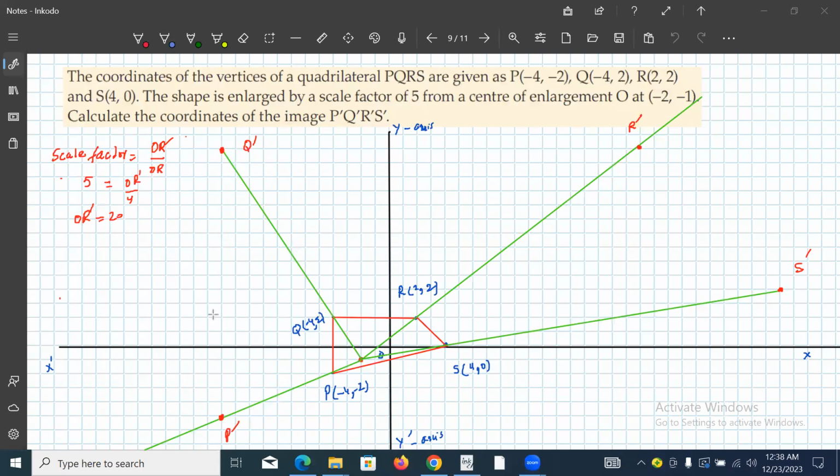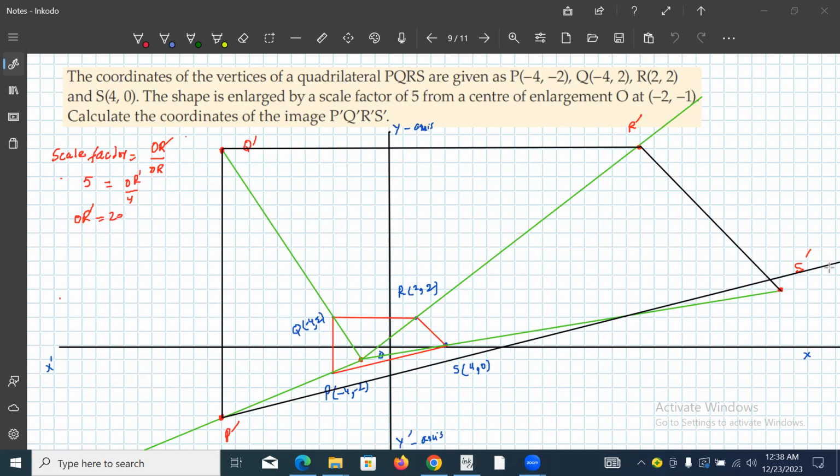So see this one, then straight away R, and then R to S, and then P to S dash, P dash to S dash. This is the required enlarged shape. One more thing, he is asking for us to calculate the coordinates of the image P dash, Q dash, R dash, and S dash.